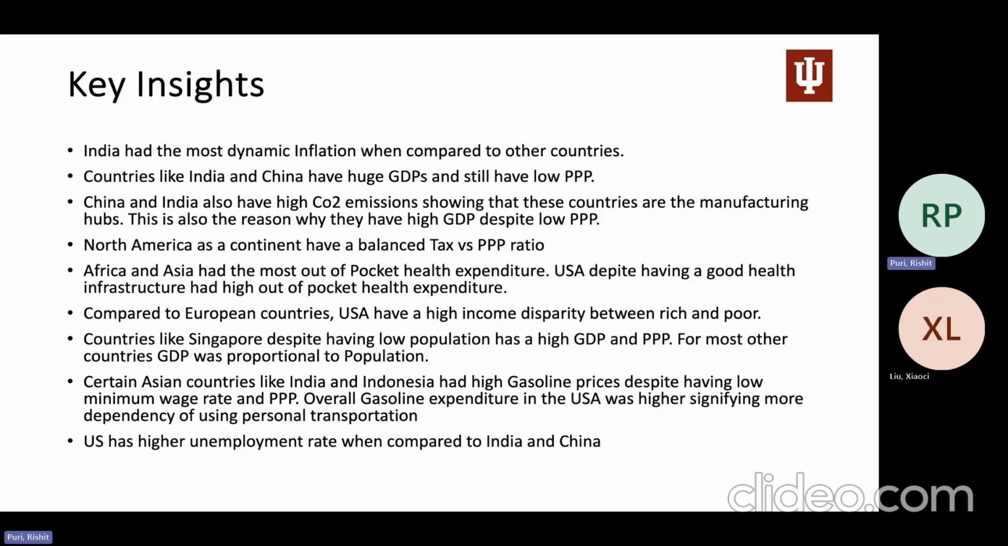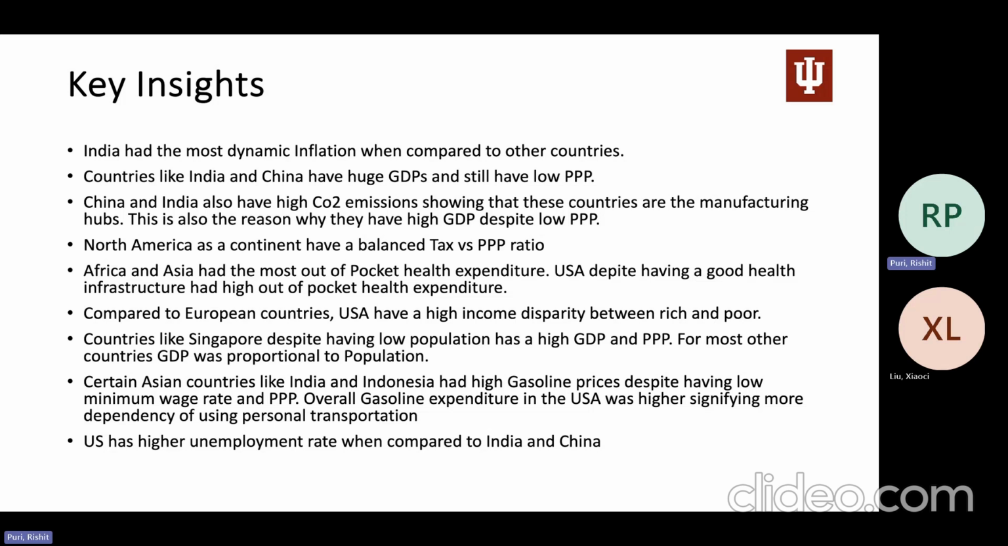North America, as a continent which included countries like majorly United States and Canada, had a balanced tax ratio versus the PPP. Compared to the European countries, USA, despite being a developed country, had a high income disparity between rich and poor. This could be seen by viewing the education level of that particular country. Africa and Asia had the most out-of-pocket health expenditure, and USA, despite having a good health infrastructure, had high out-of-pocket health expenditure. Countries like Singapore, despite having low population, had a high GDP and PPP.